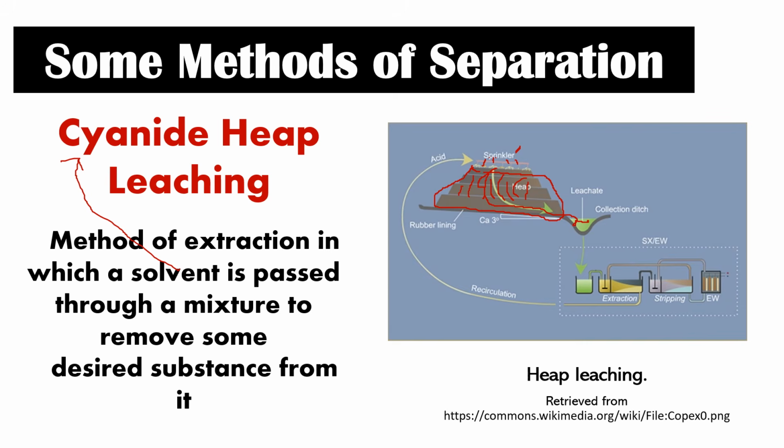So makita mo, ito yung leachate. So this is technically a mixture of cyanide and gold. And then after that, hihiwalay naman natin yung cyanide doon sa gold. Then you will be able to separate the mineral from the gang.